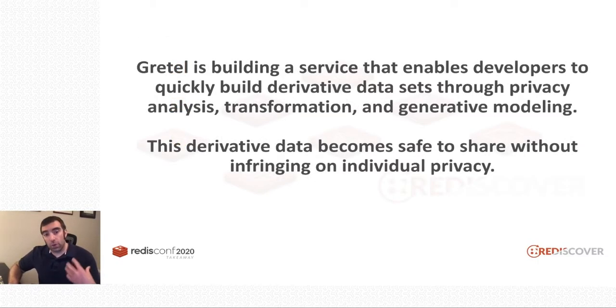At a high level, Gretel is a service that is empowering developers to quickly build derivative datasets through privacy analysis, data transformations, and generative modeling that allows people to generate synthetic data from existing data. The whole purpose is that this derivative dataset becomes safe to share without actually infringing on individual privacy. For the purposes of this discussion, we're going to focus more on the privacy analysis side, where we can use joinability between datasets to determine if a dataset is actually safe to share, to make sure that information can't be re-identified back to its original source through second-party, third-party joins.